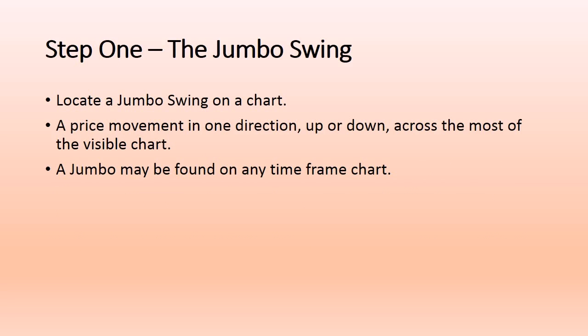The first step to the 6 and 6 setup is locating a jumbo swing on a chart. A jumbo is a price movement in one direction which spans most of the visible chart view. There are flat, matrix and wave jumbos in Goodman Wave Theory. We will focus on the flat jumbo in this video as it is the easiest to see on a chart and requires no further analysis.